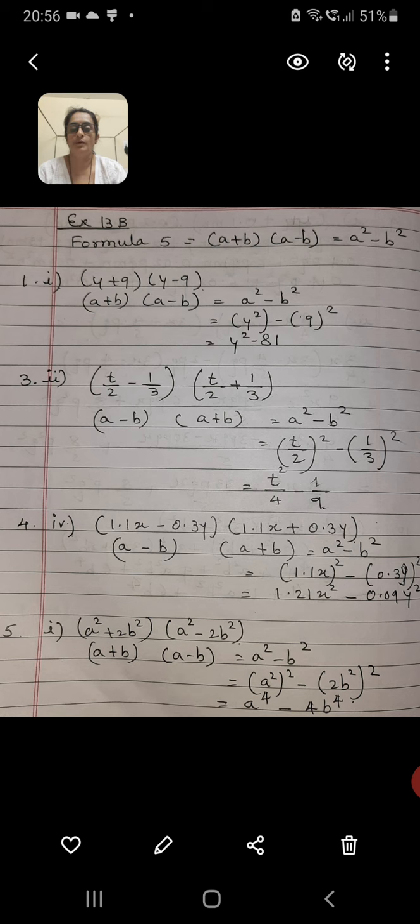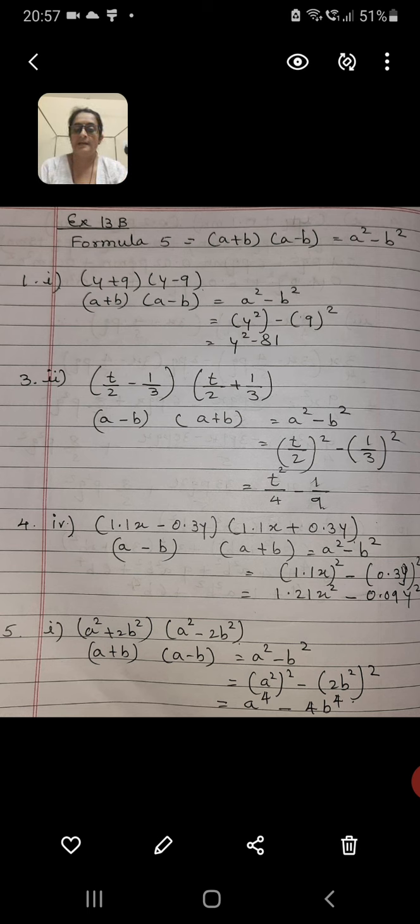t upon 2 minus 1 upon 3, t upon 2 plus 1 upon 3. So two terms, t upon 2, once it is positive, once it is negative, we are going to use a square minus b square. So t upon 2 is a, 1 upon 3 is b. So a square means t upon 2 square, b square is 1 upon 3 square. That gives you t square upon 4 minus 1 upon 9. Let us do the fourth question.